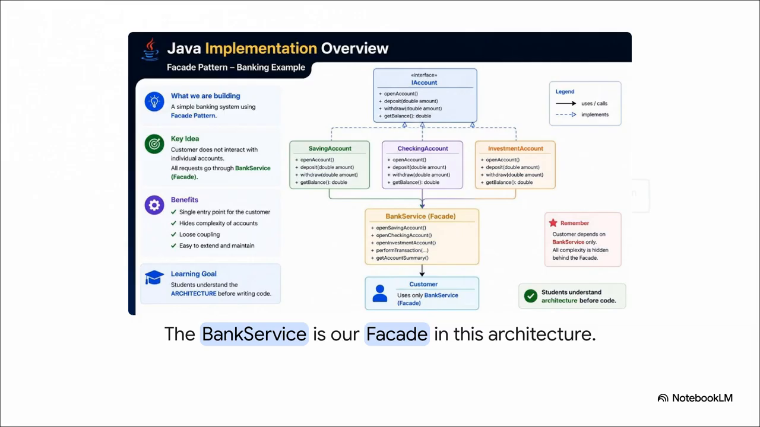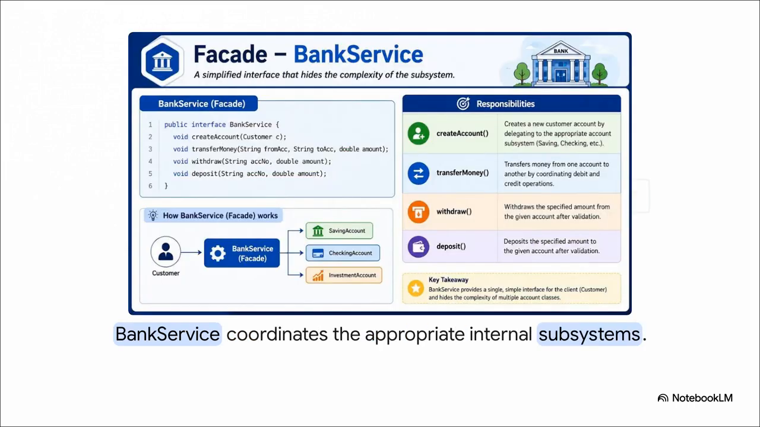But the real magic happens in a dedicated bank service class. This class is our Facade. It exposes simple methods to the outside world, like opening an account or performing a transaction. The customer code relies entirely on this bank service and never directly instantiates or interacts with the individual account classes hidden behind it. Let's look at what's happening inside that bank service class.